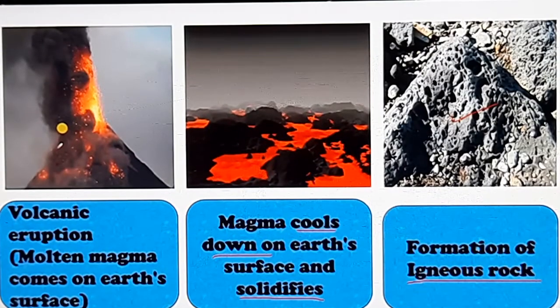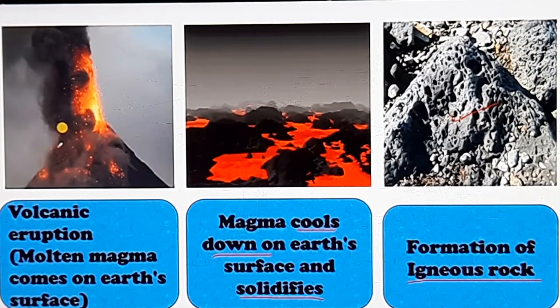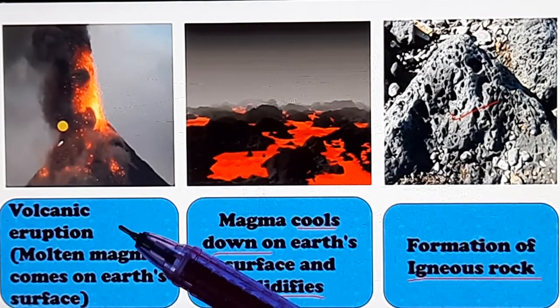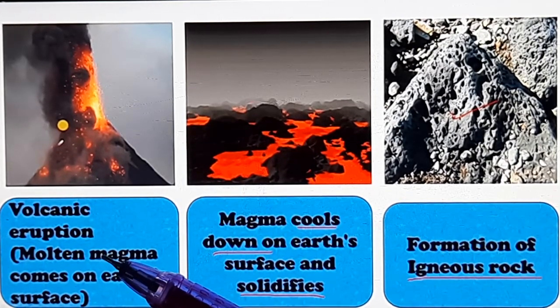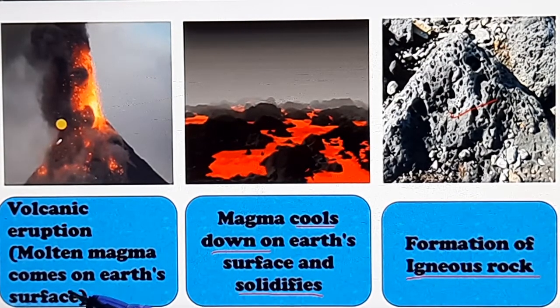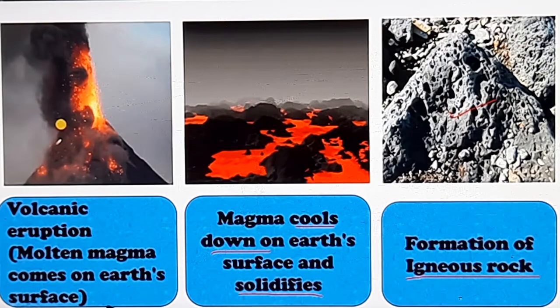To understand the types of igneous rock more clearly, look at the first picture. It is a volcanic eruption, when molten magma comes onto the earth's surface.